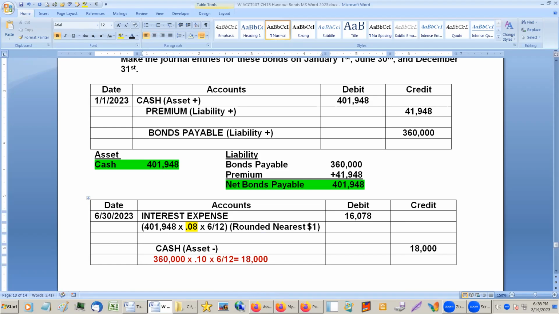And so we need, wait a minute. No, we don't need a credit, we need a debit for our premium. And this is going to be a liability going down. $1,922.